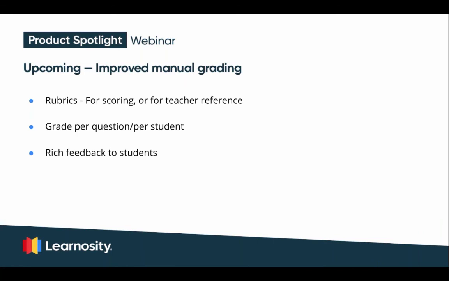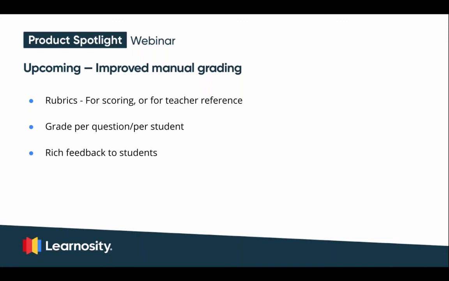The other area that we're looking at the moment is improved manual grading. And there's really three pieces to this puzzle, and they're loosely related. So it's not clear to us yet which of these we're tackling first or which is most important. We just know that there are these three areas that are challenging for our customers. And those are around rubrics, grading per question and per student, and the rich feedback to students.